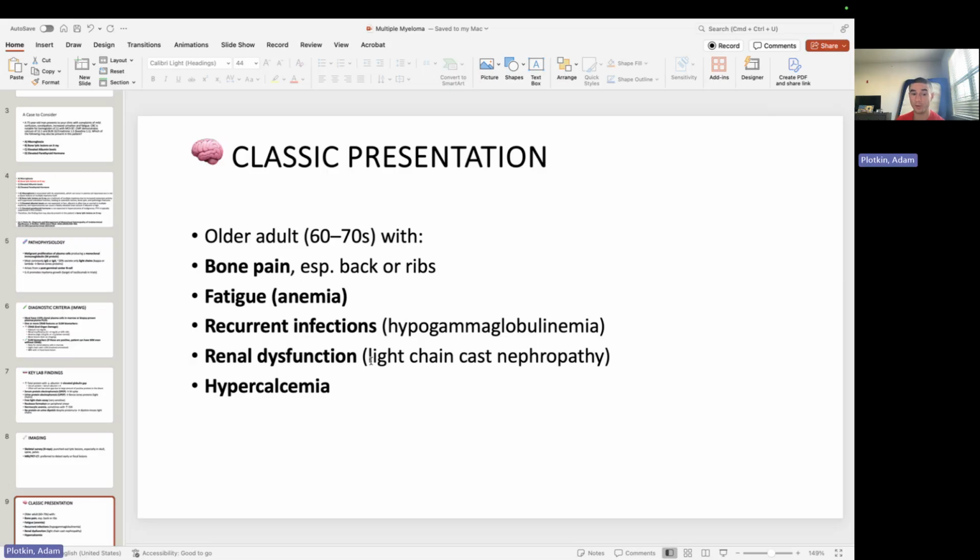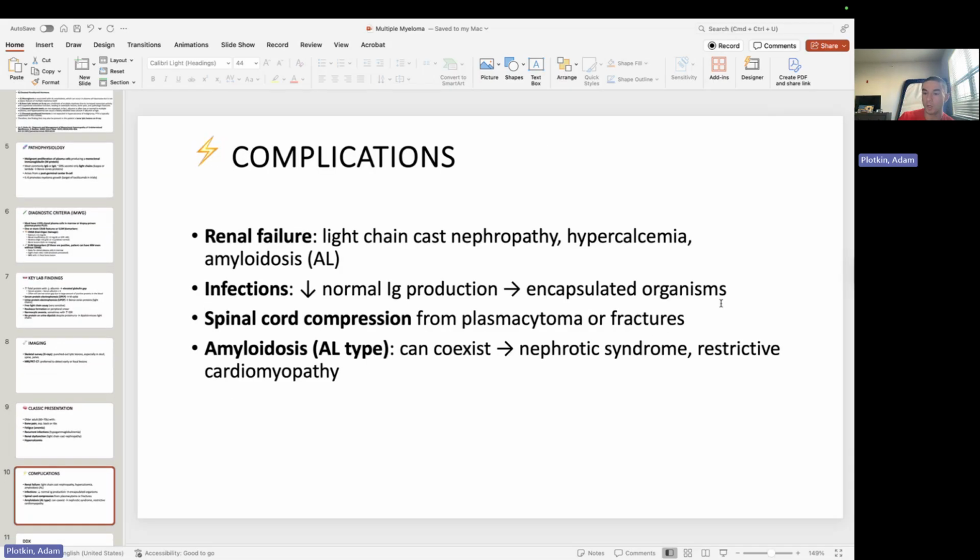We also see the renal dysfunction. So again, we talked about multiple mechanisms. The amyloid, the calcium, and the light chains, the kappa and lambda, can all deposit into the tubular system. And then the hypercalcemia, right? And we're going to flesh out why they have hypercalcemia at the end here. All classic.